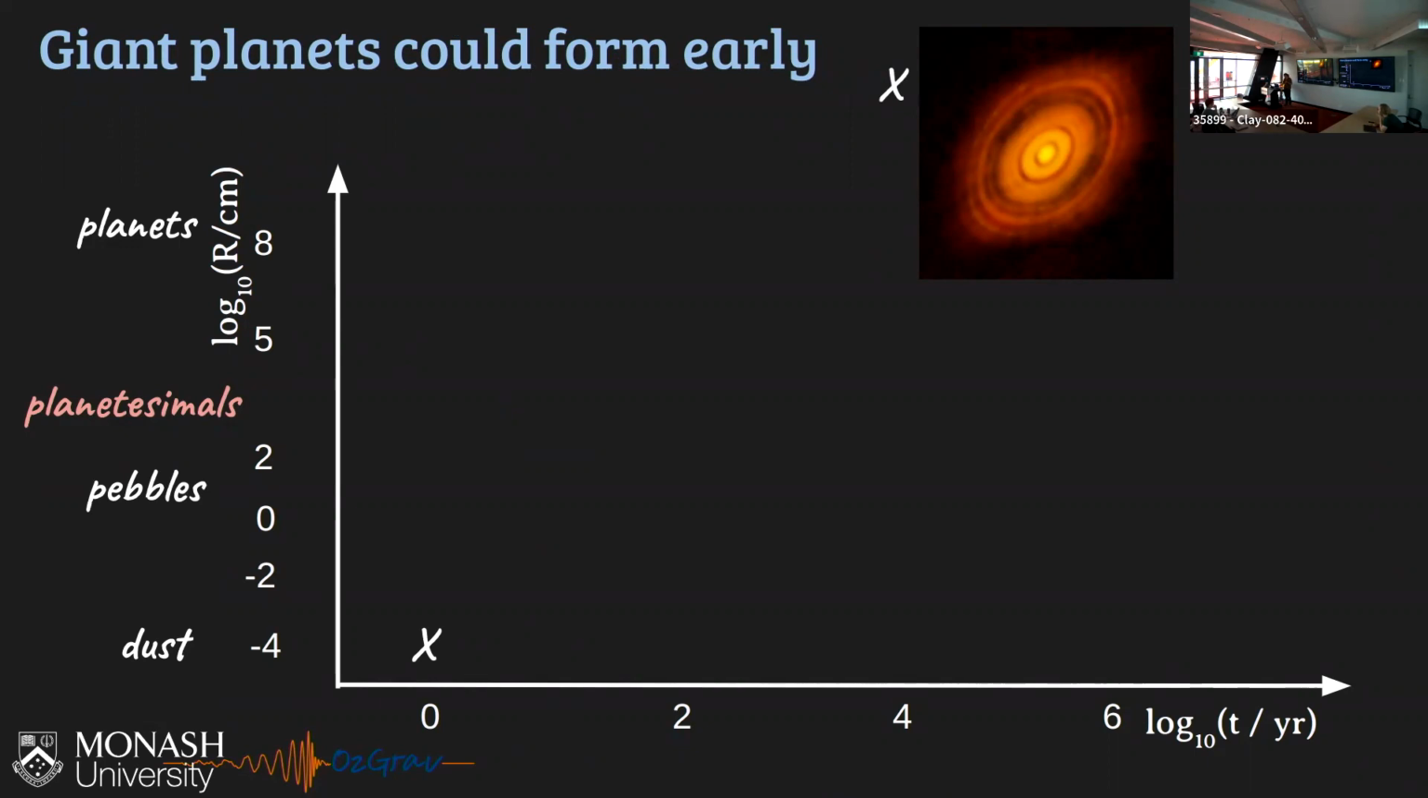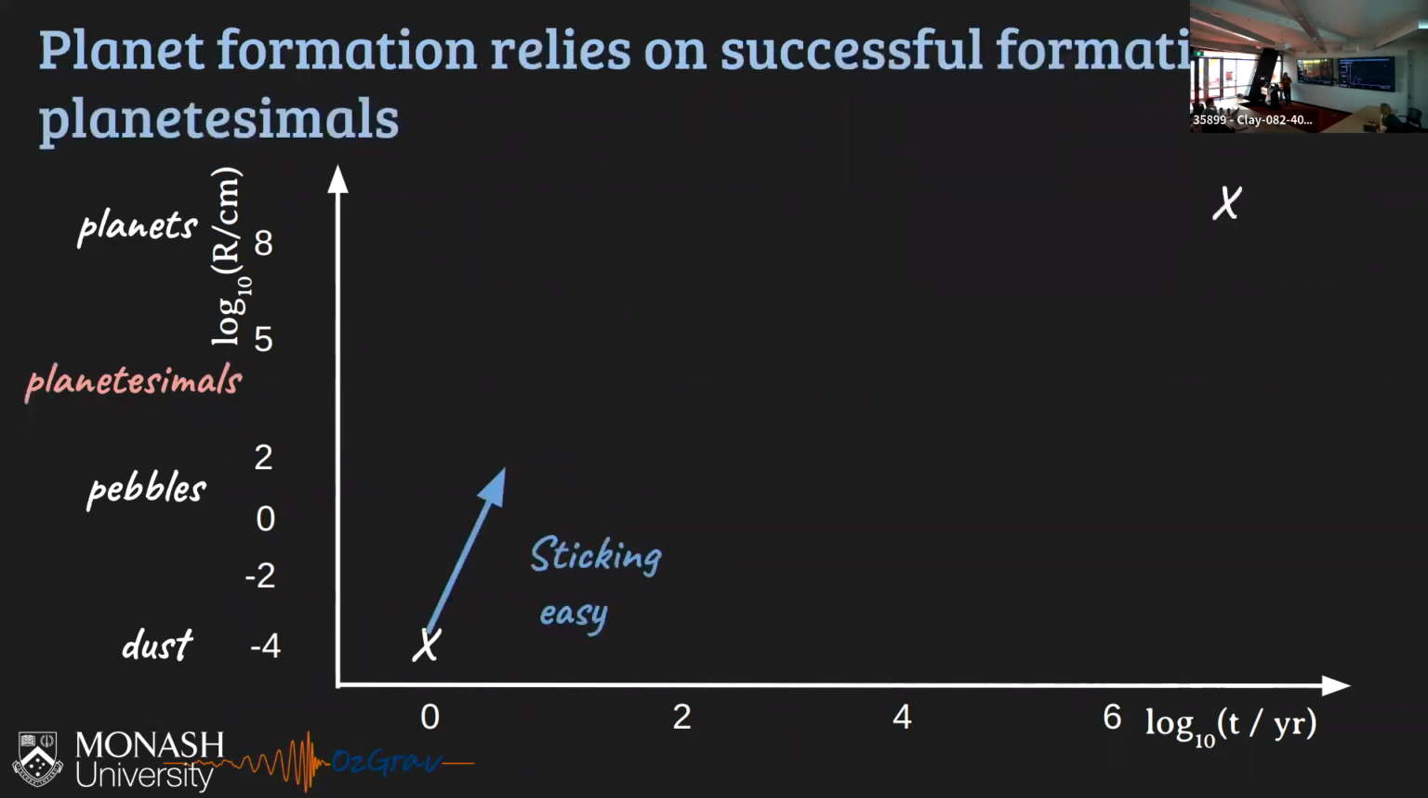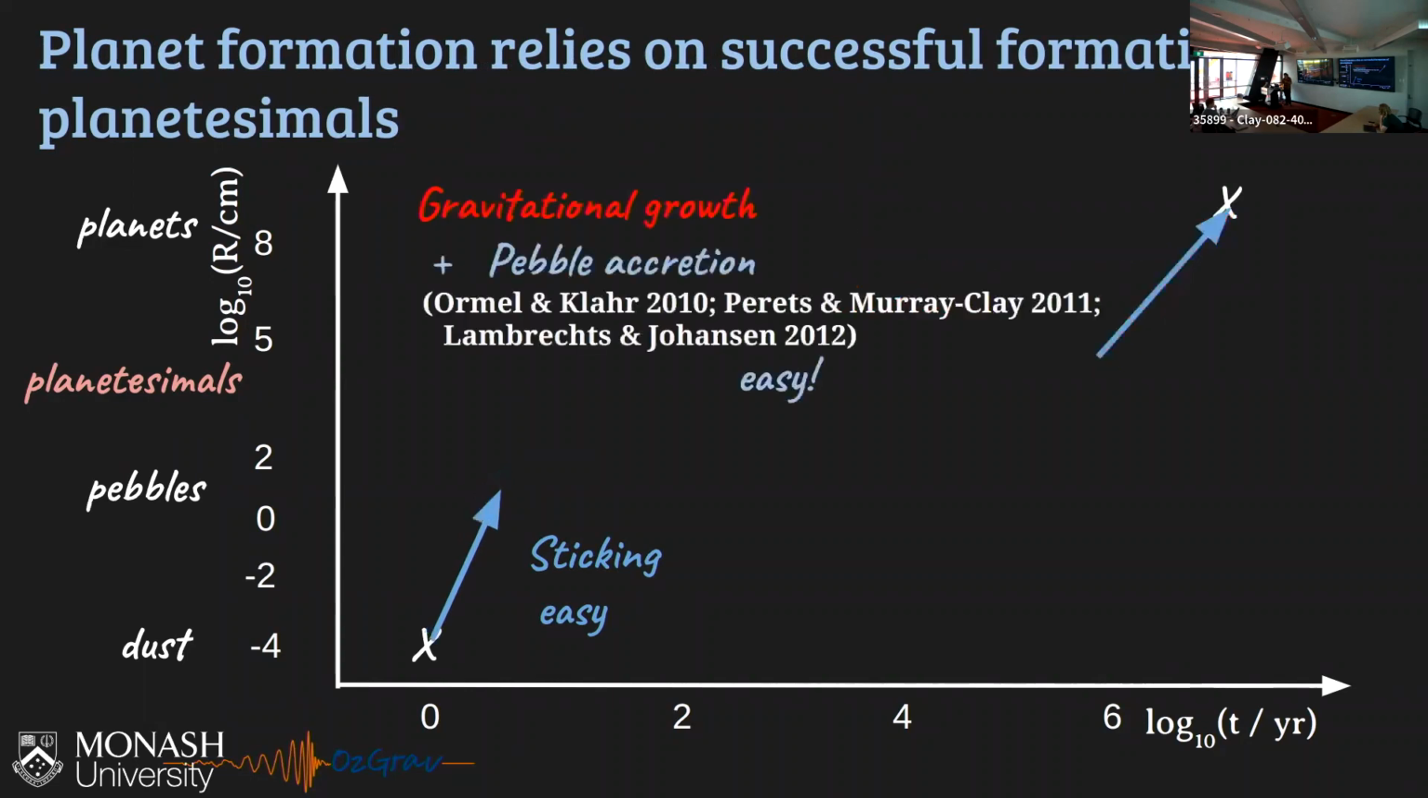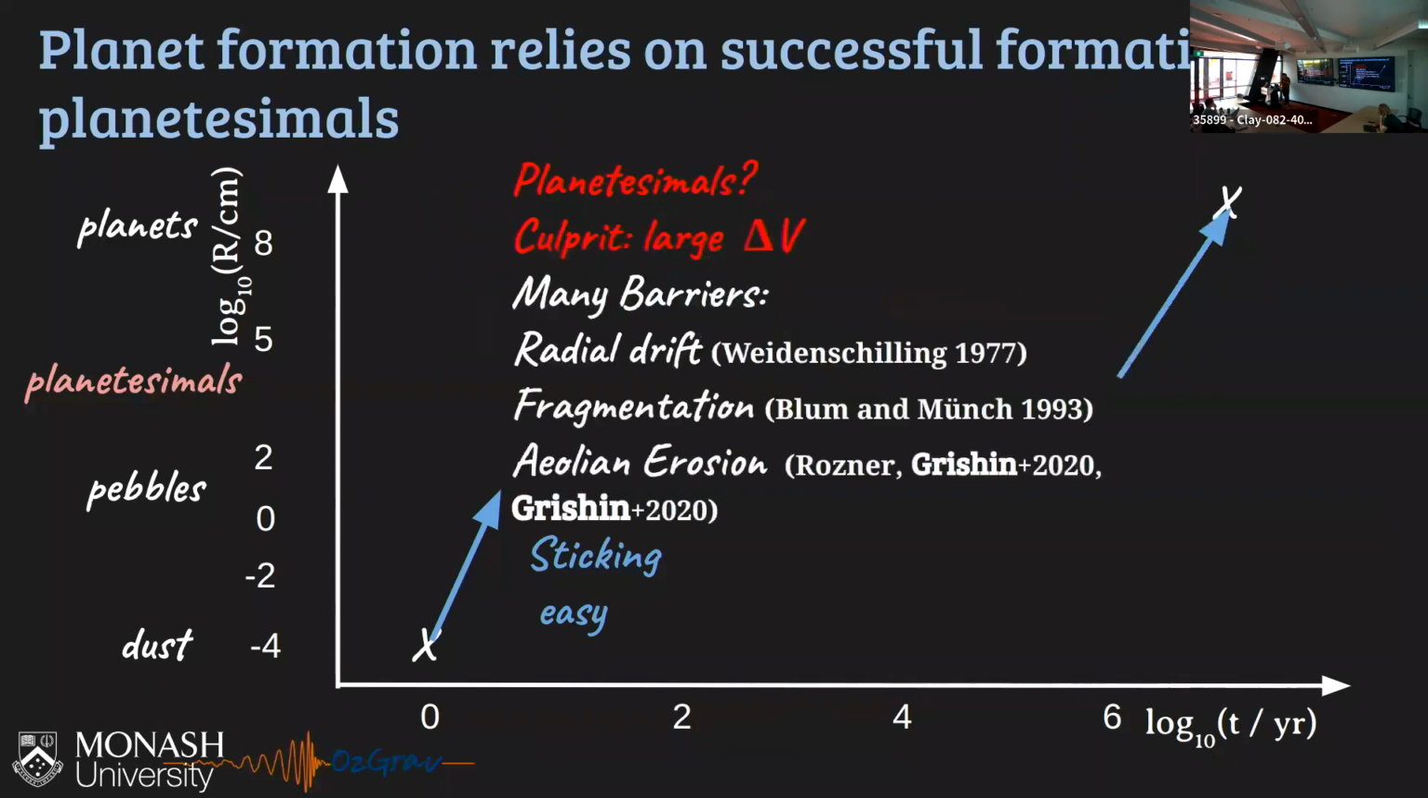So maybe it's even more challenging. So the first phase is easy. It's just basically sticking. So maybe once we have planetesimals, maybe we have some gravitational growth, but it could be too slow, unless, recently, people have developed pebble accretion. Basically, you just accrete pebbles and not gas, which makes things easier.